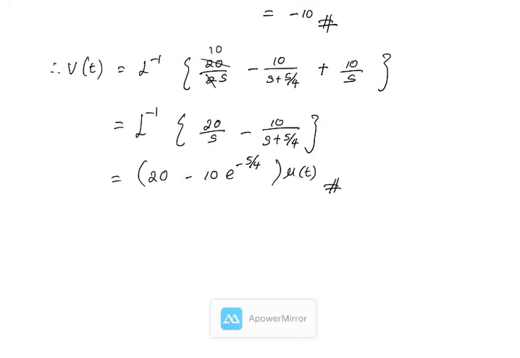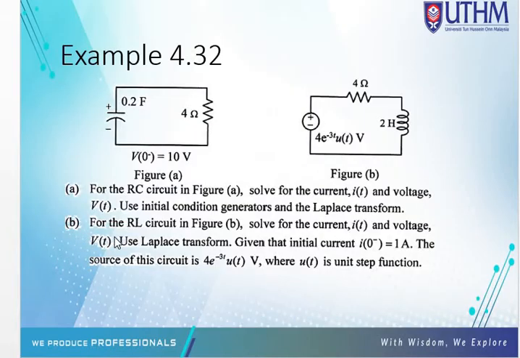That's all we solve for question A. Then we go to question B. Question B: for the RL circuit in figure B, solve the current IT and voltage VT. Use the Laplace transform. Given the initial condition V0 is equal to 1, the source of this circuit is 4 e to the power of negative 3t u(t), where u(t) is a unit step function.